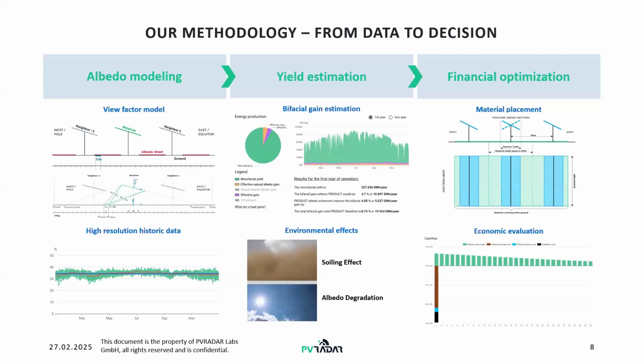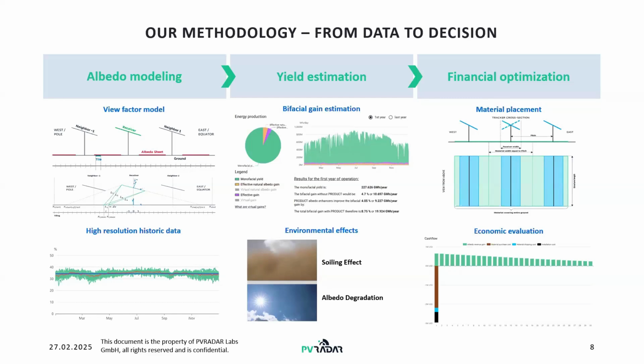So we have our view factor model that is slightly described here. And we also take high resolution historic data. In the graph, I'm showing more than 20 years of albedo data for that site. And with this, we are able to identify seasonality and year-to-year variations, rather than just putting one value as other tools.